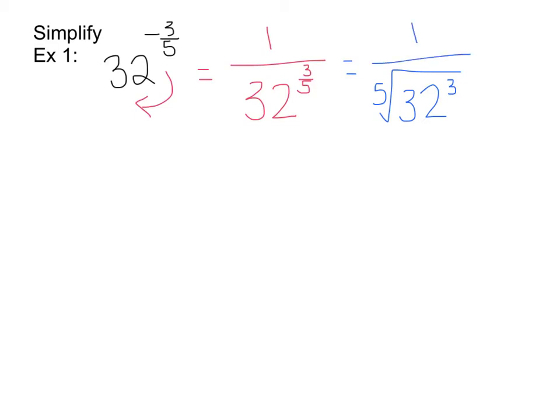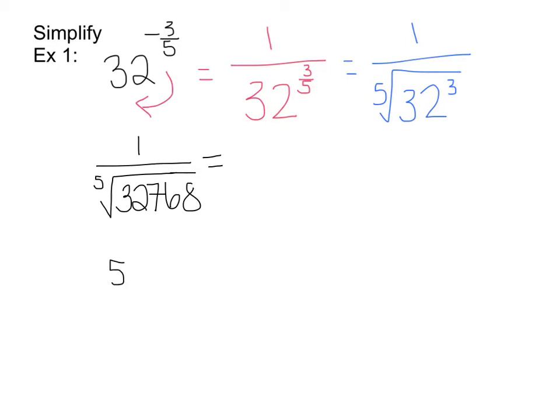Now we just need to pick up our calculator and find out what 32 to the 3rd power is. So 32 to the 3rd power becomes the 5th root of 32,768. Then again we use our calculator to find the 5th root of that. Remember, you're using 5 and then the radical with the x when you're using your calculator. So that simplifies to 1 over 8, and that's your final answer.